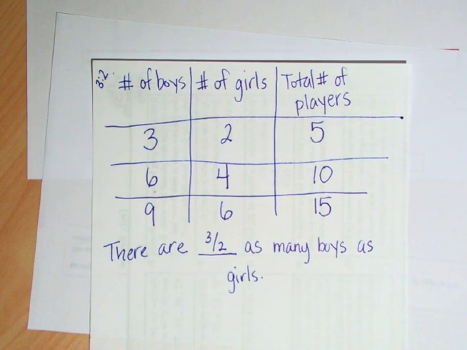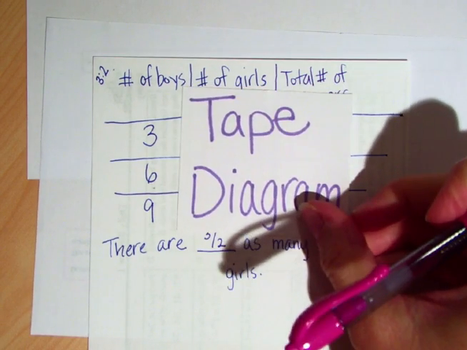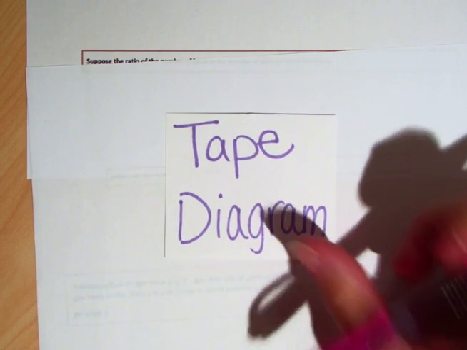There are 3 halves as many boys as girls. Now, can you visualize 3 halves as many boys as girls? That's a little bit tricky to visualize. Let's take a look at a different way to visualize that. To do that, we are going to use a tape diagram. This is the second vocabulary word here. Let me move my example out of the way.